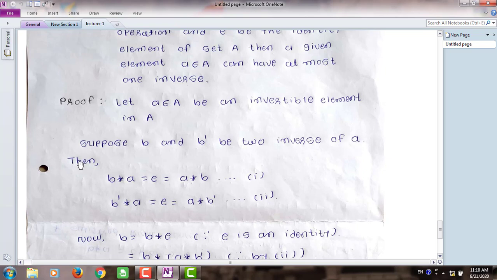Then b is an inverse of a, so b star a is the identity. Also, a star b is equal to the identity. Equation number 1. Next, b dash is also an inverse of a. Then b dash star a is equal to e, and a star b dash is equal to e. Equation number 2. Because b and b dash are inverses of a, as we supposed.